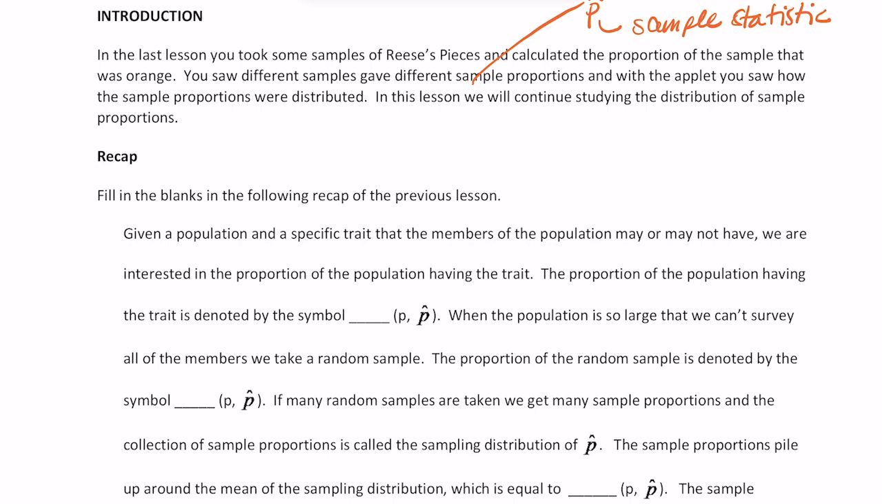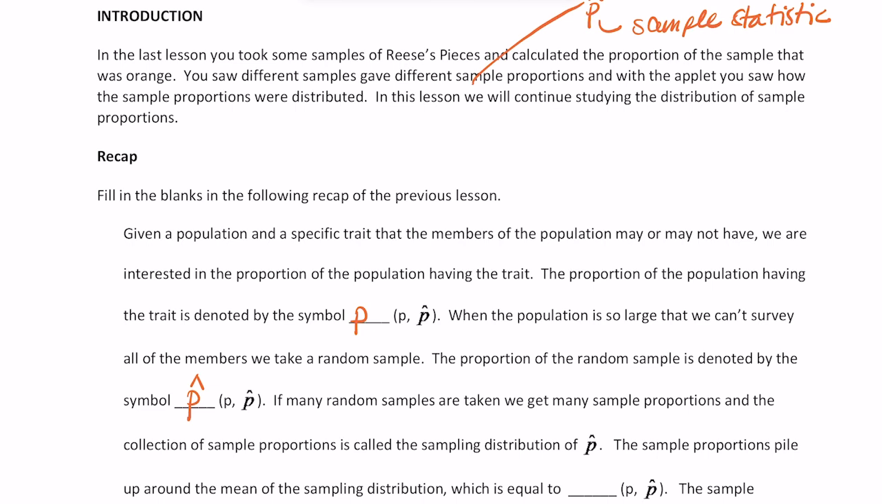Given a population and a specific trait that the members of the population may or may not have, we are interested in the proportion of the population having the trait. The proportion of the population having the trait is denoted by the symbol P. When the population is so large that we can't survey all of the members, we take a random sample. The proportion of the random sample is denoted by the symbol P hat. If many random samples are taken, we get many sample proportions, and the collection of sample proportions is called the sampling distribution of P hat.